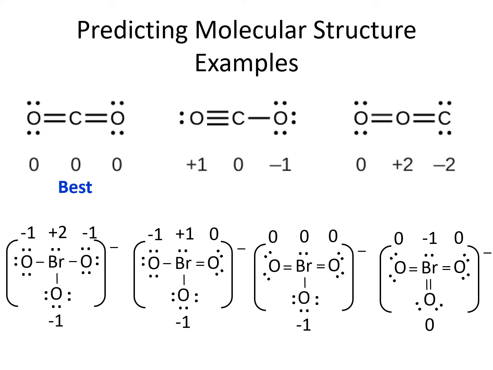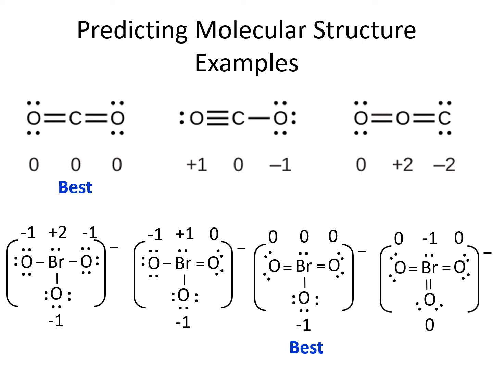In the bottom example on this slide, we can rule out the left option because it has a +2. We can rule out the second option because it has larger charges than the right 2 options. Choosing between the right 2 options is trickier. They both have 3 zeros and a -1. We must choose the one where the negative charge is on the more electronegative atom. That is option 3.